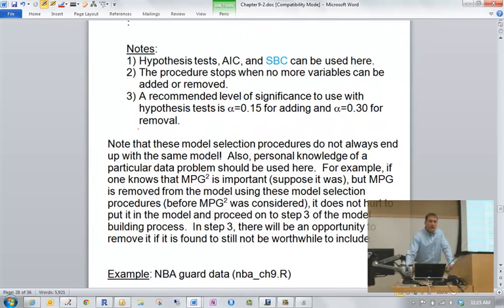Isn't it kind of redundant? No. It's not redundant in the sense that, let's say that you added x1 first, and then you add x2. Well, now that you've added x2, maybe, given that x2 is in the model, x1 is no longer important. So that's where it would be removed. So that's the benefit from doing that.